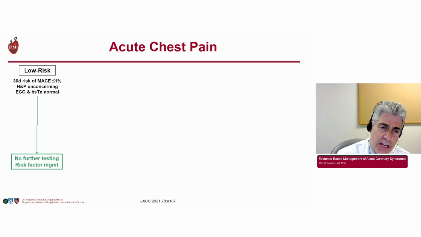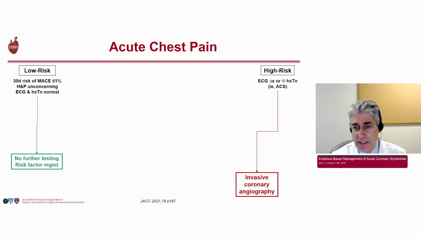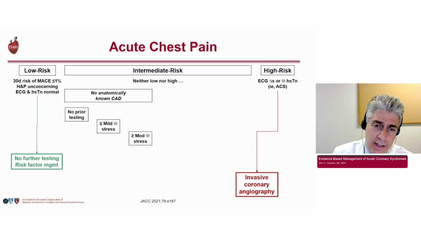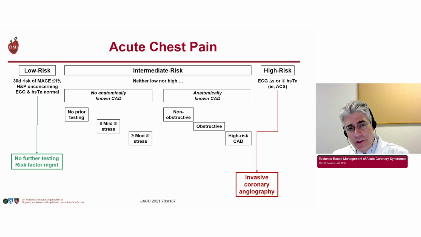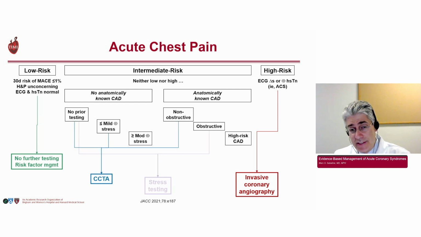And so if we think about acute chest pain, especially from an ED perspective, low-risk patients based on their story, ECG, troponin normal, you're done. High risk, ECG changes, positive troponin, we bring them to the cath lab. And then in between, and this isn't beyond the scope of this talk, but the guidelines then stratify patients on whether they do or don't have anatomically known coronary disease. And then based on that, you can decide basically to do a CT angiogram or do a stress test.